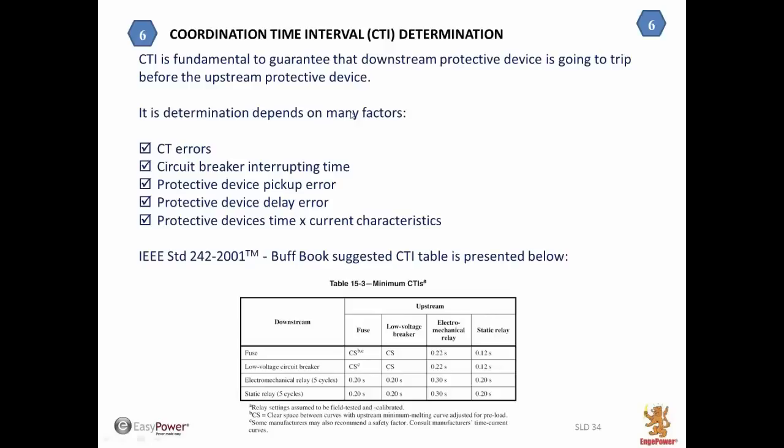The coordination time is the sixth part of our presentation, the coordination time interval. That's fundamental to guarantee that the downstream protective device is going to trip before the upstream device. We have to take into account all the variables that can interfere between the operation of the downstream relay and the upstream relay. Normally, the elements that interfere on the coordination time interval are CT errors, but normally CT errors interfere in inverse time relays, but not in definite time relays, because once the definite time element picks up, the trip time is always the same, despite the relay errors.